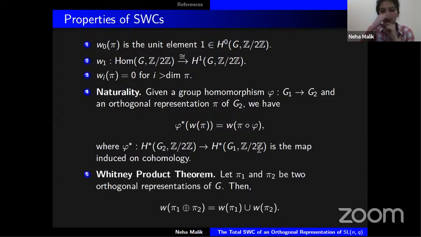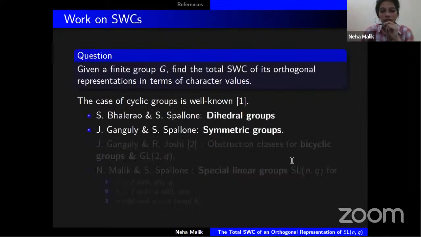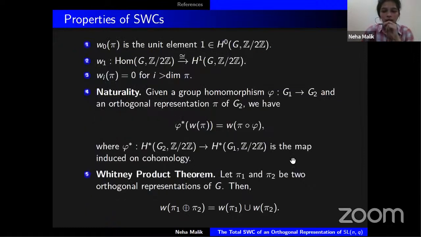The next property is called the Whitney product theorem. It says that if you take two orthogonal representations of a group G, then the total Stiefel-Whitney class of the direct sum is the product of the Stiefel-Whitney classes of the individual representations. Here this cup product is the multiplication in the cohomology ring of G. And also, due to these properties, these Stiefel-Whitney classes inside the ith cohomology group are uniquely determined.